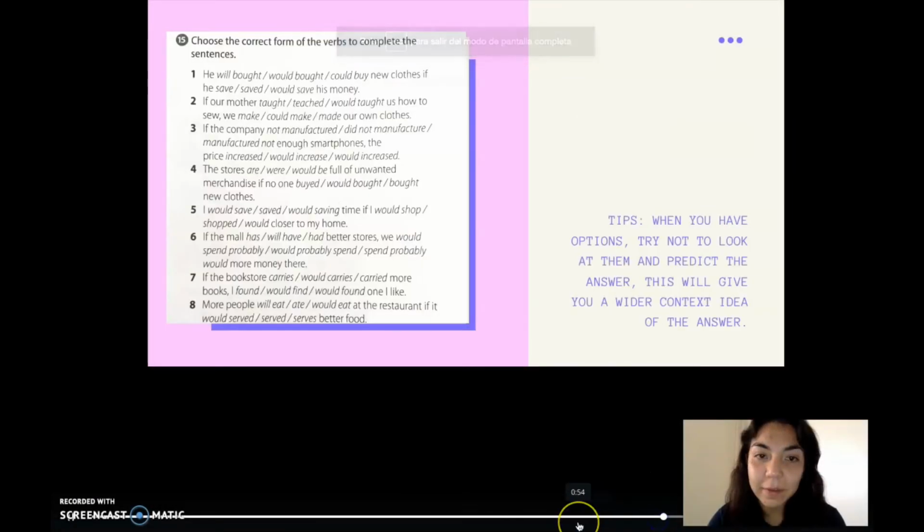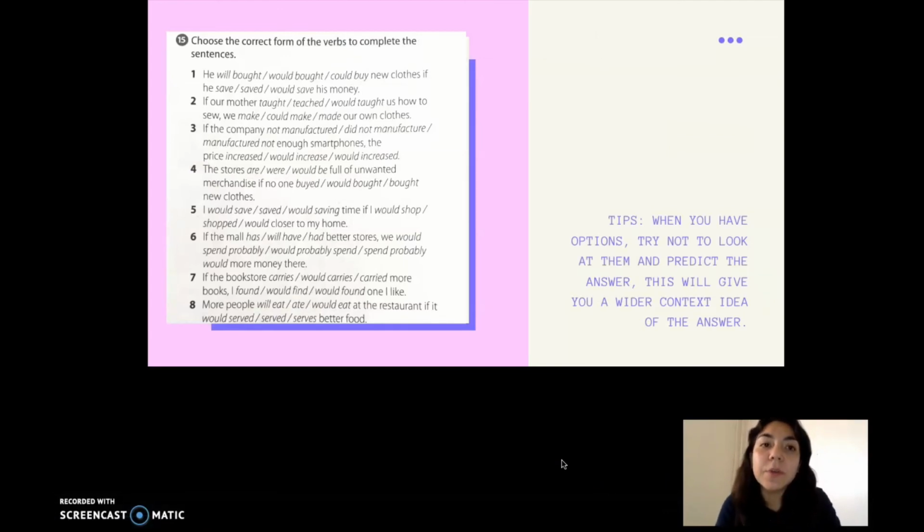Okay, excellent. Now, we're going to continue with exercise 15, which says choose the correct form of the verbs to complete the sentences. Each sentence has the same verb, okay? What do you have to do? Think about the structure of the second conditional and use the one that is more adequate. What can you do as a tip?